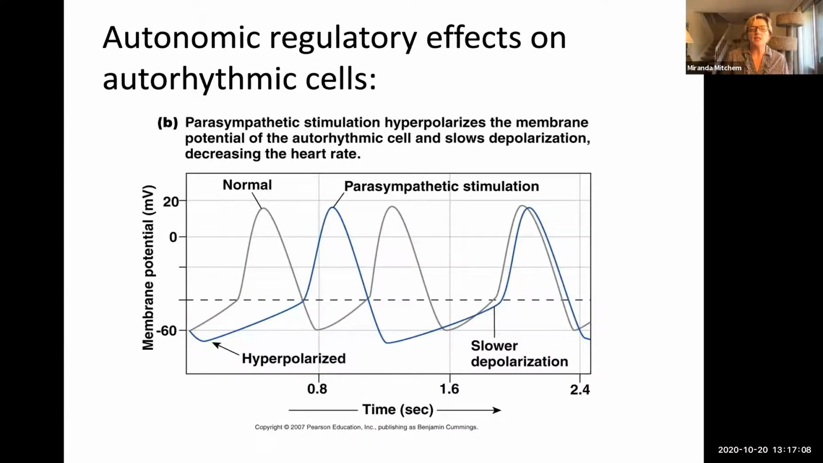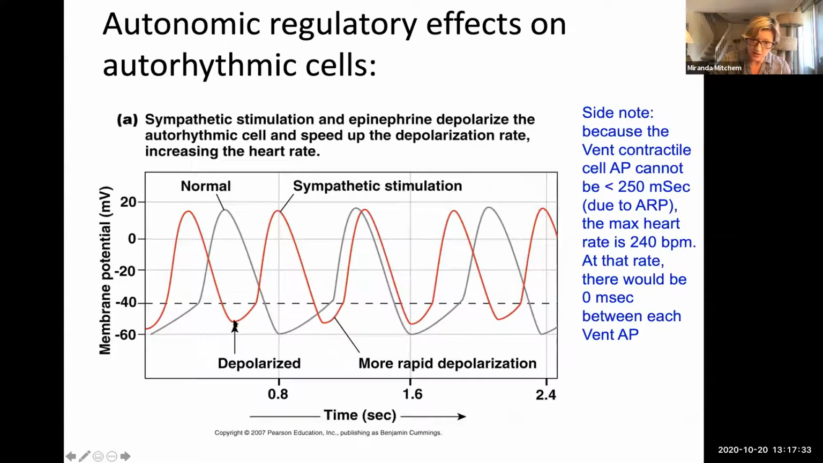Oppositely, the parasympathetic stimulation would decrease the rate. So we still have our 3 peaks in the normal stimulation, but now only 2 in the same time frame under parasympathetic stimulation. And the reason why is, because we have this hyperpolarization. That's why.